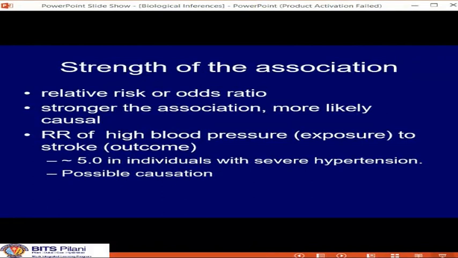So for example, if you take a look at people who have very high blood pressure as compared to normal blood pressure, the risk of the people with very high blood pressure developing stroke is 5 times more than those who have normal blood pressure. So you would say the relative risk is 5. So a relative risk of 5 suggests, oh, there's something more than just an association.